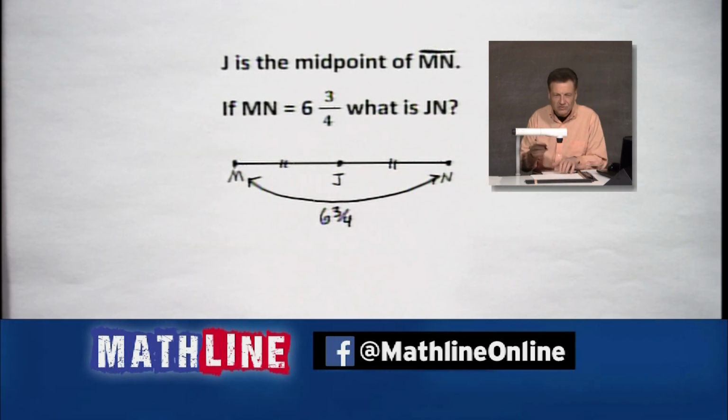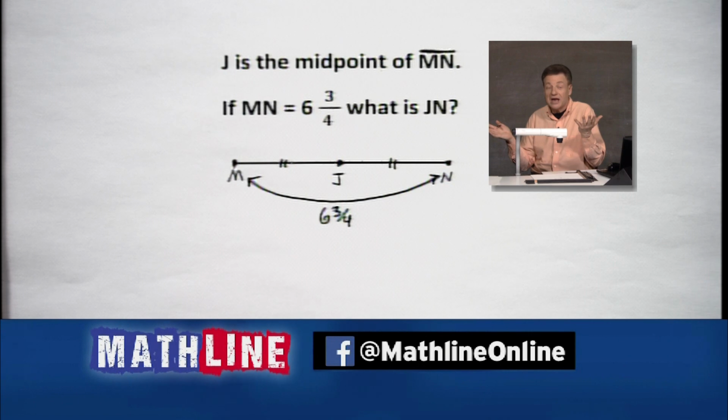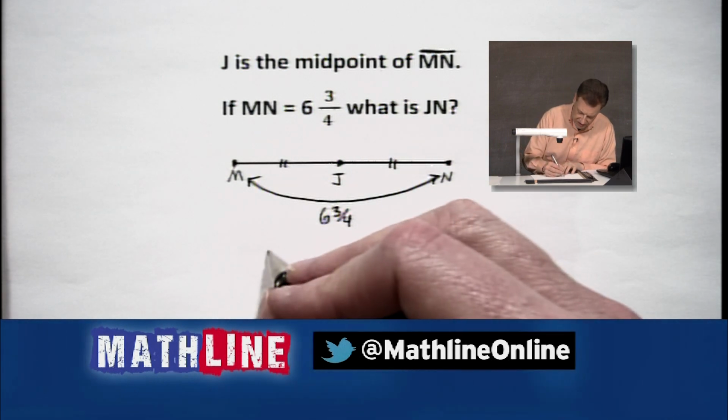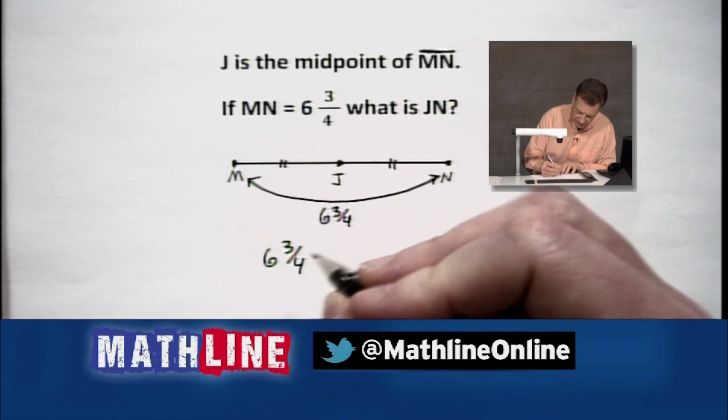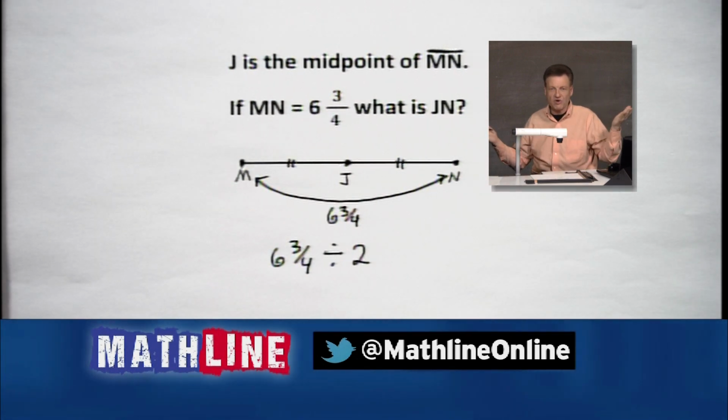So that means we need to divide this into 2 equal pieces, 2 parts. So whatever JN over here is, by the way, that's also going to be MJ. It's going to work out. So some of you are going, I bet you could take 6 3/4 and divide it by 2. I think that's a great idea.